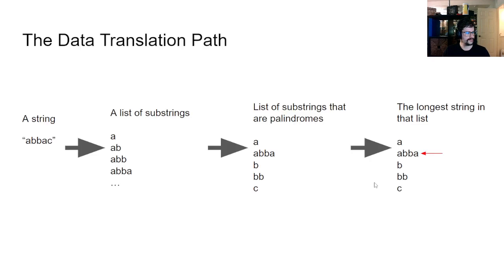So let's take a look at our data translation path. We start off with a string, okay? We want to get to the longest substring here. How we do that: first we get a list of substrings. We get a list of substrings that are palindromes. Note A, B, and BB, those are palindromes. They're completely valid palindromes, even though they're one letter.